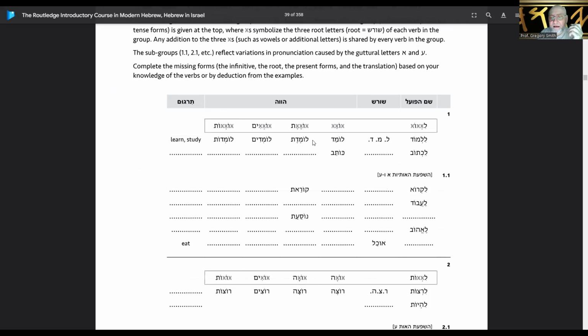So remember, last time we were looking at these charts, and this chart that they have here, they want us to fill in. It includes several options here. We have shoresh here, which means root. And then we have shem hapua, which I think might be the imperative possibly, but let me double check that.